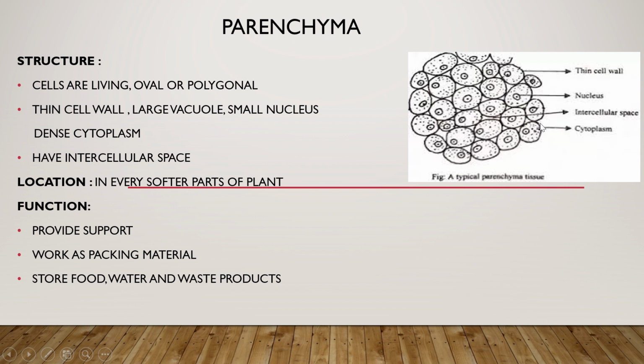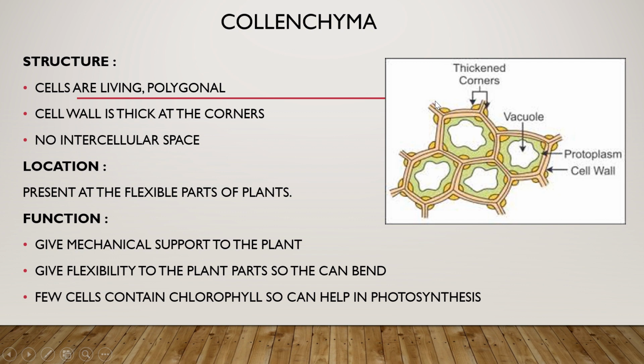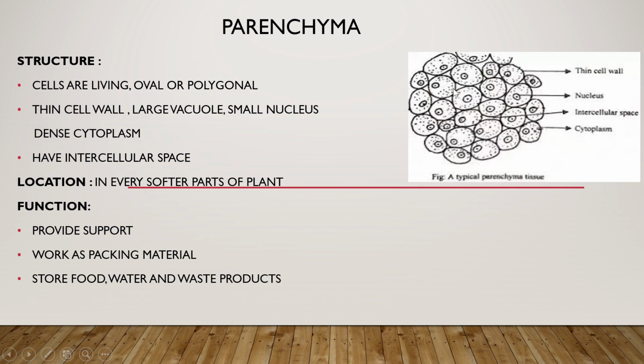And you can see that in between the cells there is space. This space is known as the intercellular space. So in these parenchymatous tissues, the intercellular space is present between the cells. Now, where are they present in the plant? On the basis of location, they are present in the soft parts of the plant. They are present almost everywhere on the plant because plants are soft by nature.